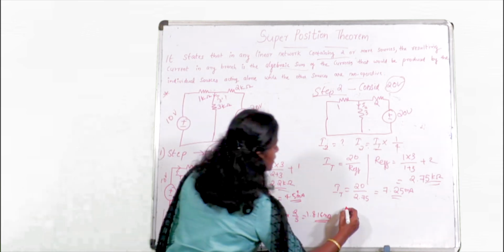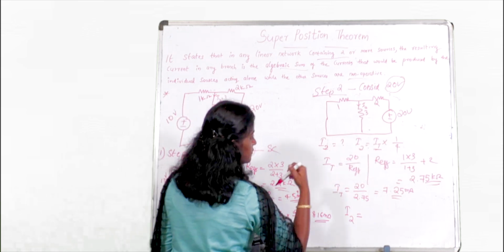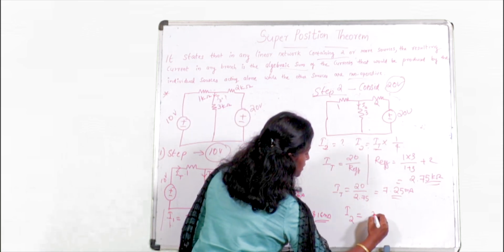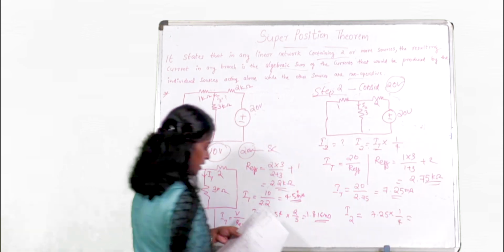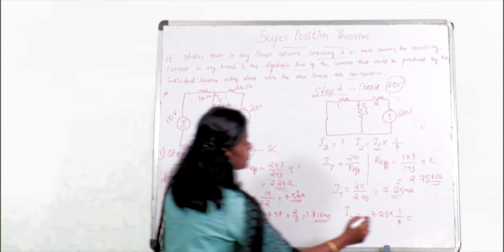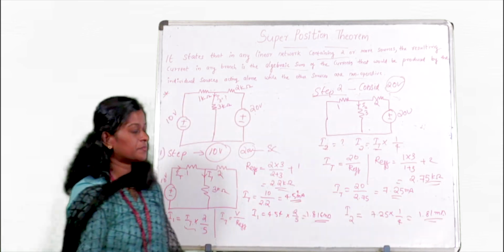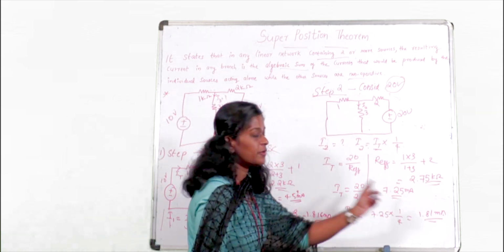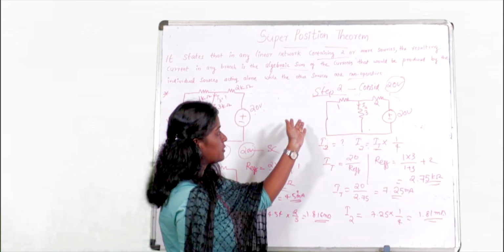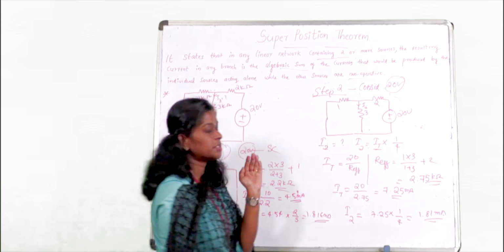Next you can find I2. I2 will be equal to, here we can apply, total current 7.25 into 1 divided by 4. So here you will get 1.81 milliampere. So I2 is equal to 1.81. That is the current flowing through this 3 kilo ohm when your 20 voltage source is acting.